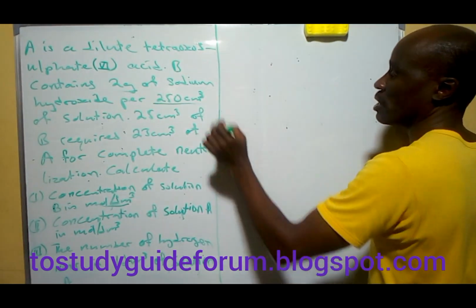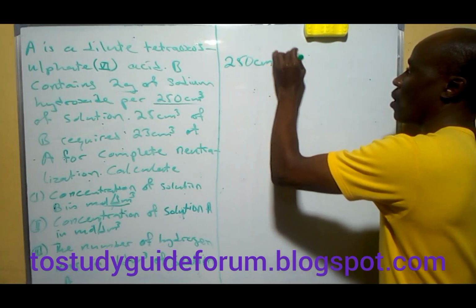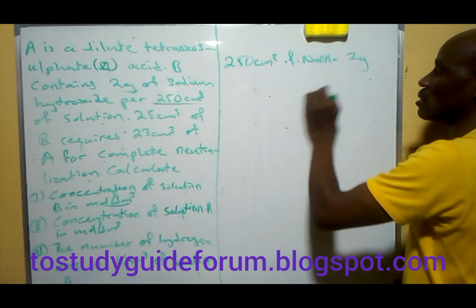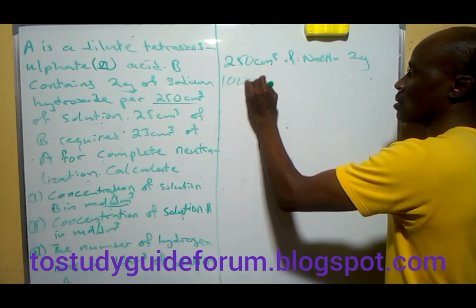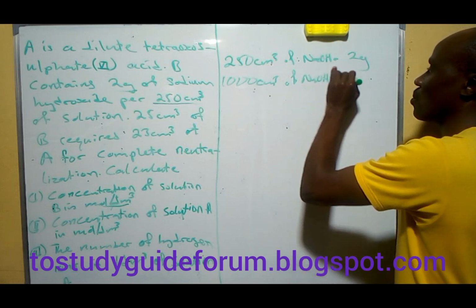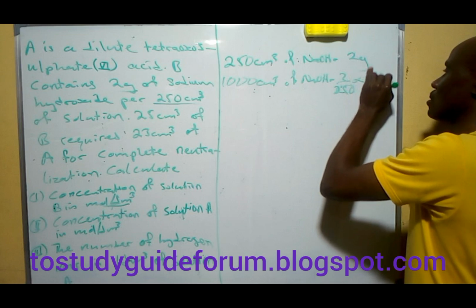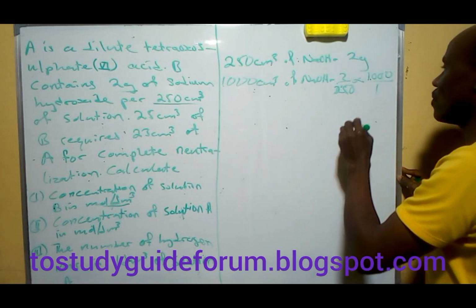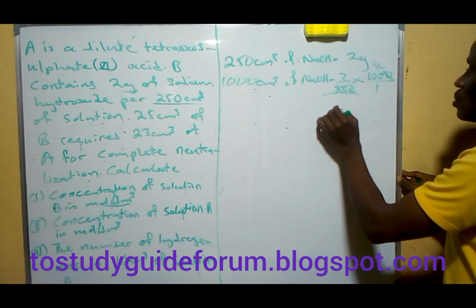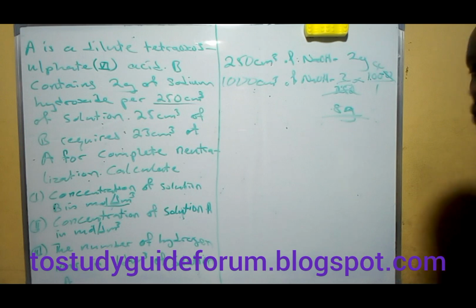What I'm doing here is, we know that 250 cm cube of sodium hydroxide contains 2 grams. Then 1000 cm cube of sodium hydroxide will be equal to 1000 over 250 times 2. 1000 over 250 gives us 4, and 4 times 2 gives us 8 grams. That's 8 grams, but that's not the end of it.